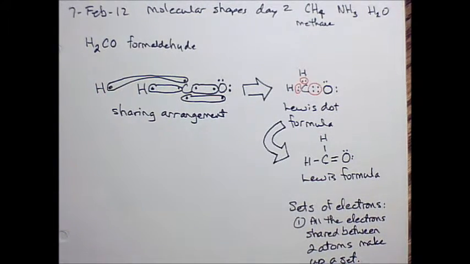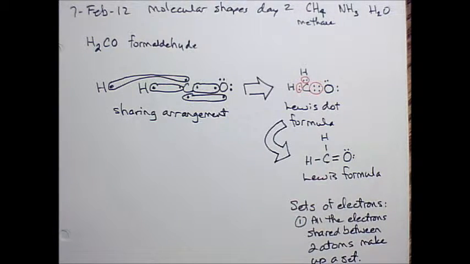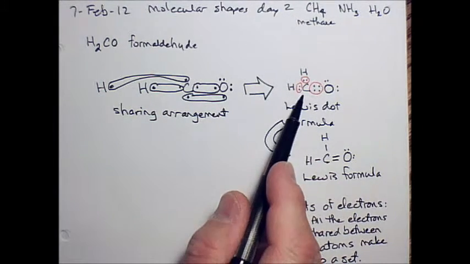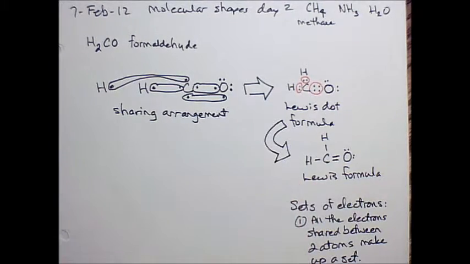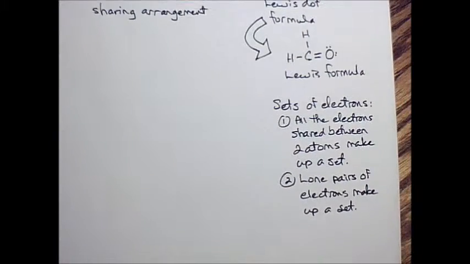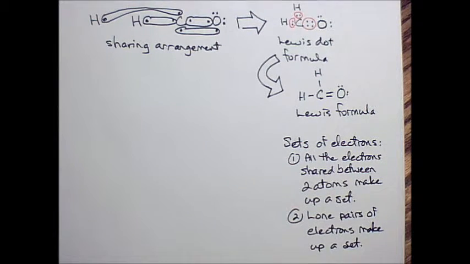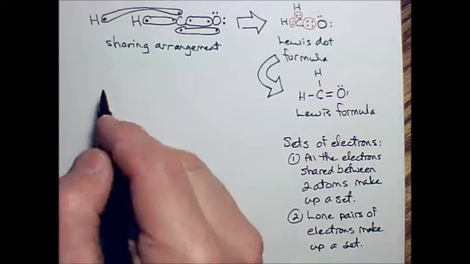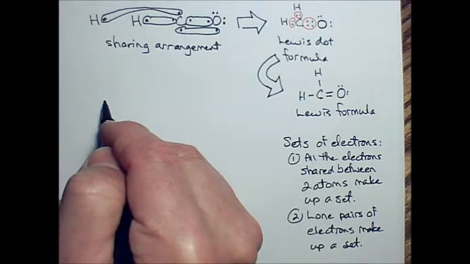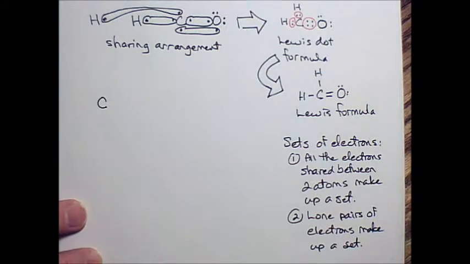So by that definition, we have 3 sets of electrons around a central atom. Does that make sense to everybody? All right. The central atom in this structure would be carbon. So when we start doing the 3-dimensional arrangements, then we're going to put carbon right here in the middle.